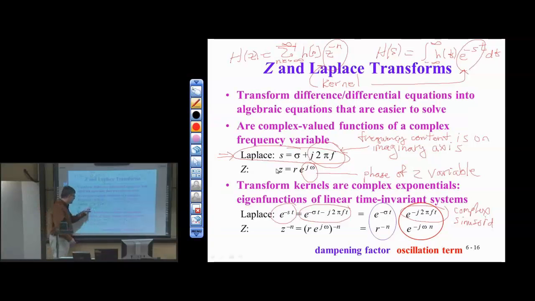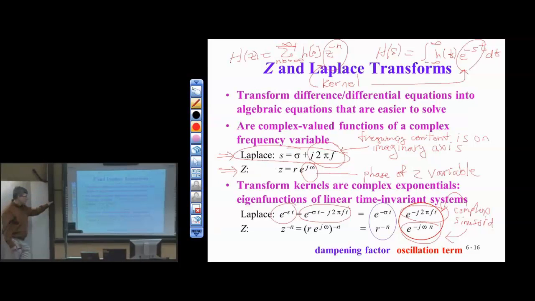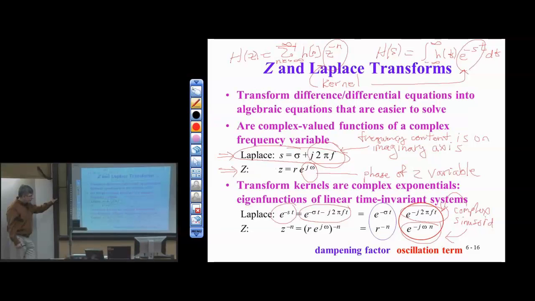I plug in again, now the polar representation of z into the z-transform kernel, and the same thing happens, it turned out. So if I plug in re to the jω and raise that to the minus nth power, I get the same two terms. I get a dampening factor and an oscillation term. That oscillation term is also a complex sinusoid. Its real part oscillates at cosine ωn, and the imaginary component oscillates at minus sine ωn. I use Euler's formula. And then there's a dampening term.